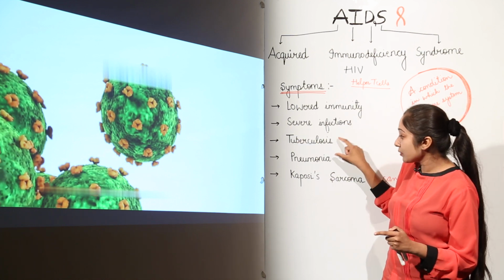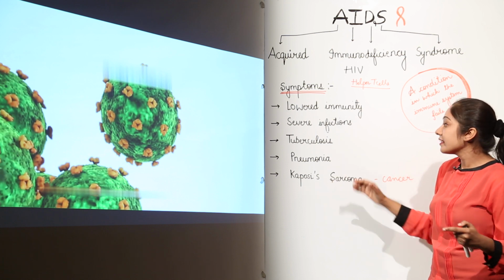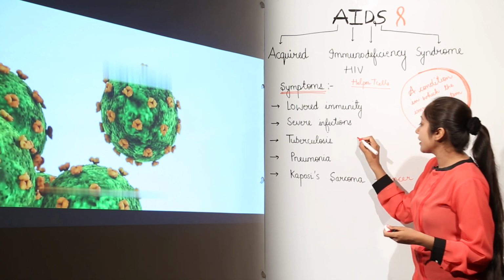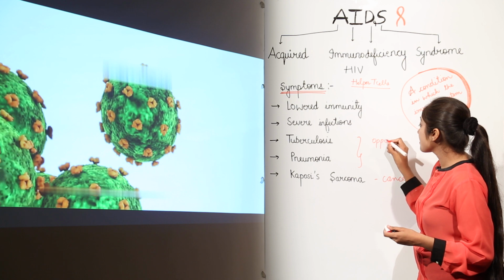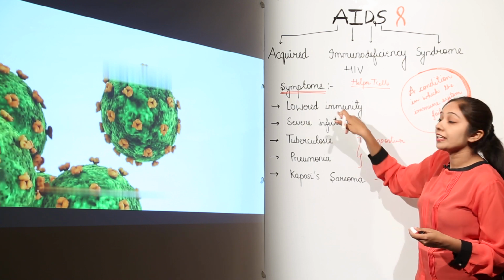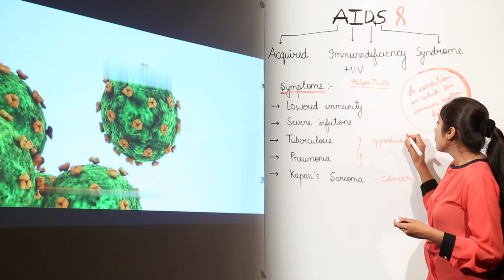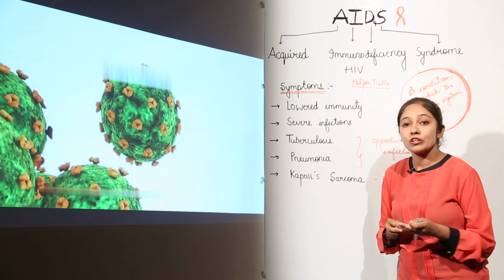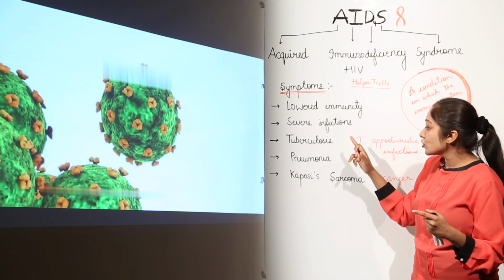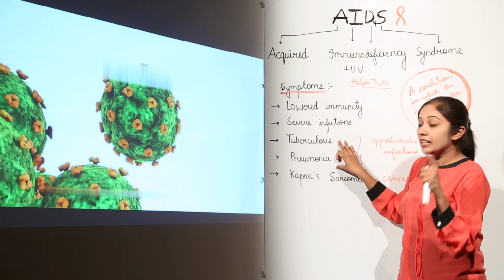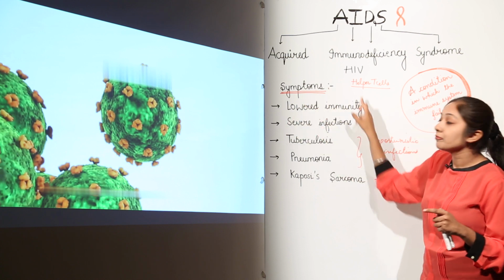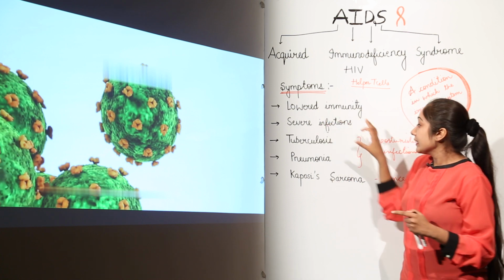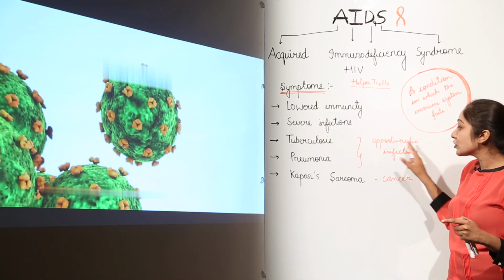And these symptoms, tuberculosis, pneumonia, Kaposi's sarcoma, they are opportunistic infections. Why am I calling these opportunistic infections? They are opportunistic infections because they are actually a result of this lowered immunity in your body. So what is going to happen when your immunity is lowered? Some other normal infections are also going to take place which can be actually severe. So tuberculosis, pneumonia, they can also be symptoms because of this lowered immunity. And such infections which arise as a result of this lowered immunity are known as opportunistic infections.